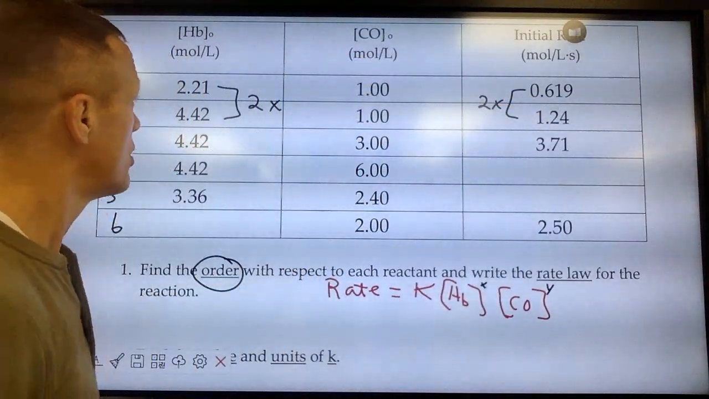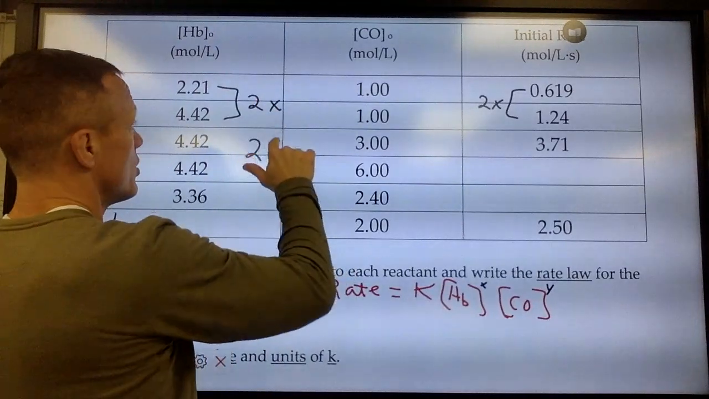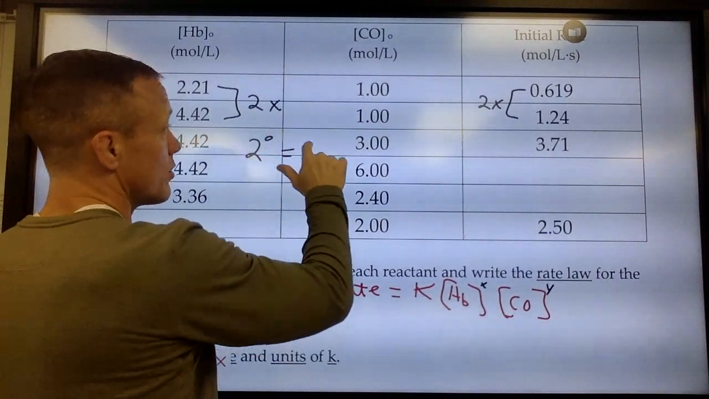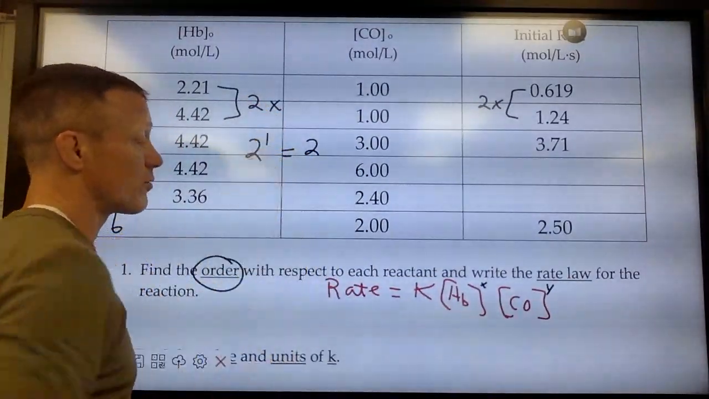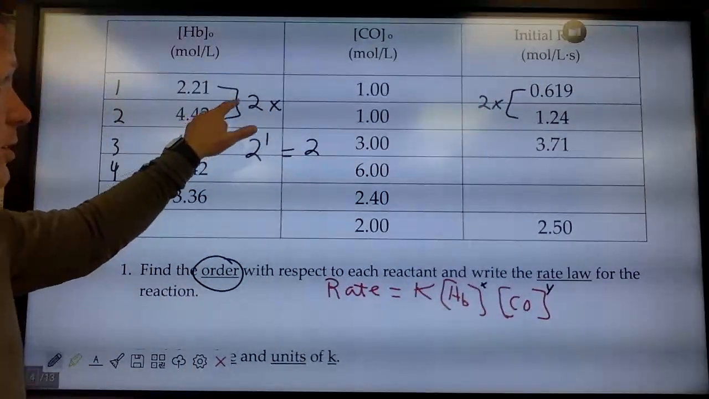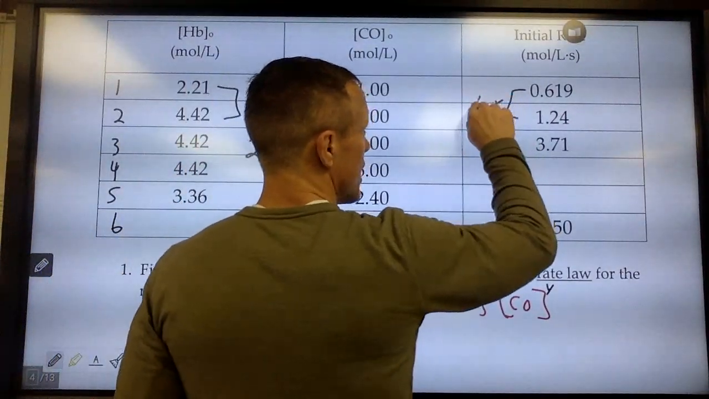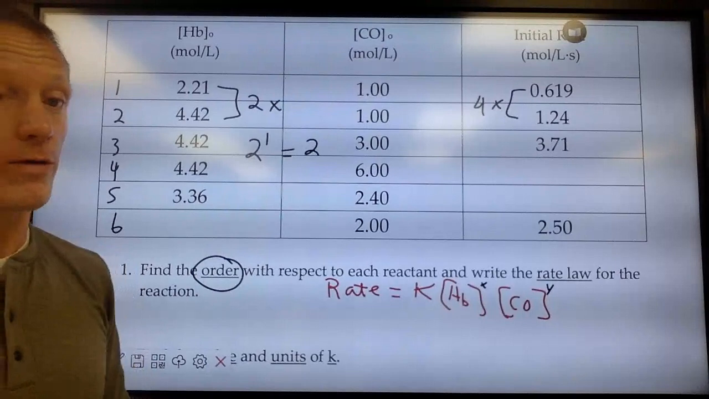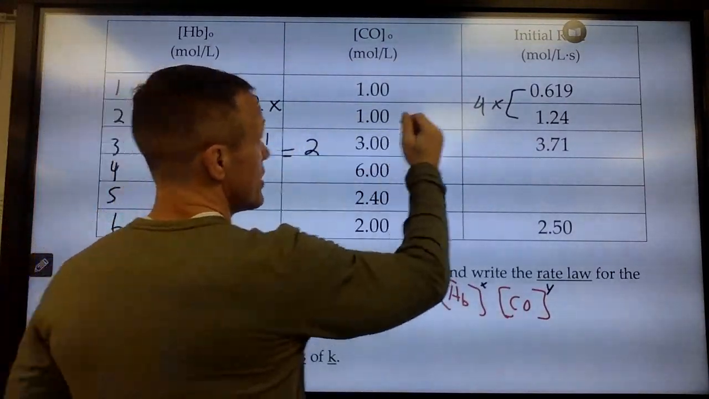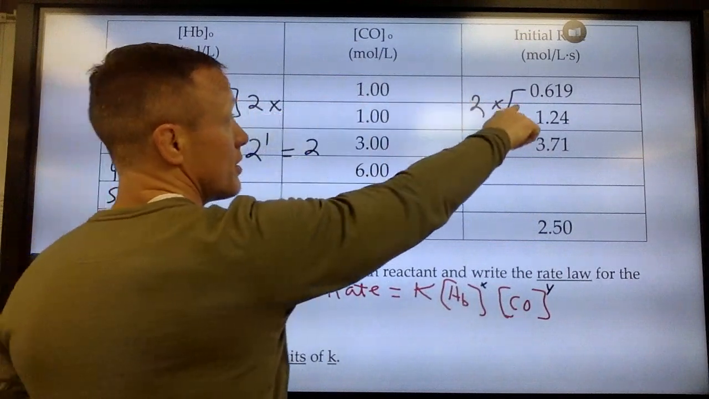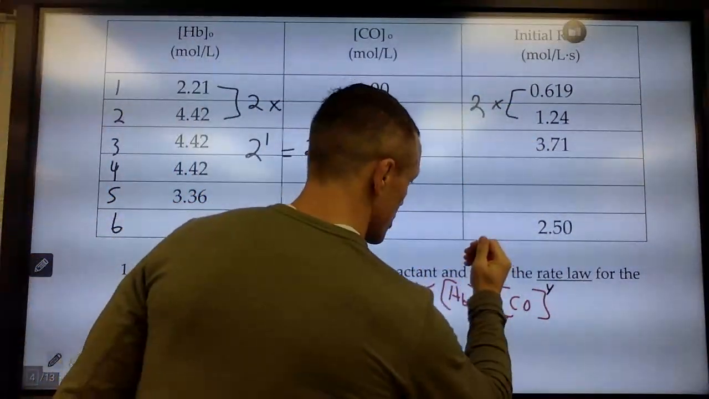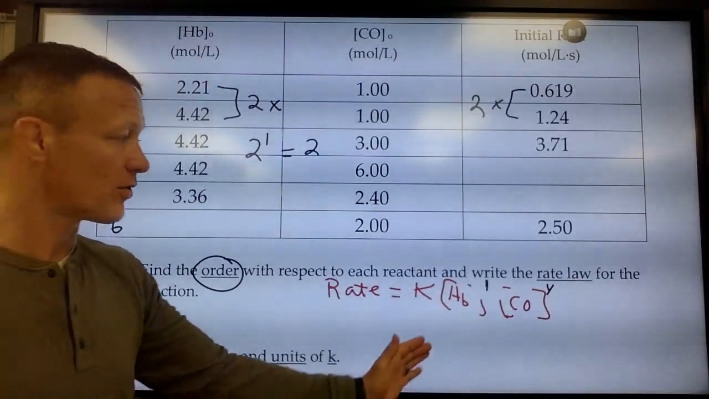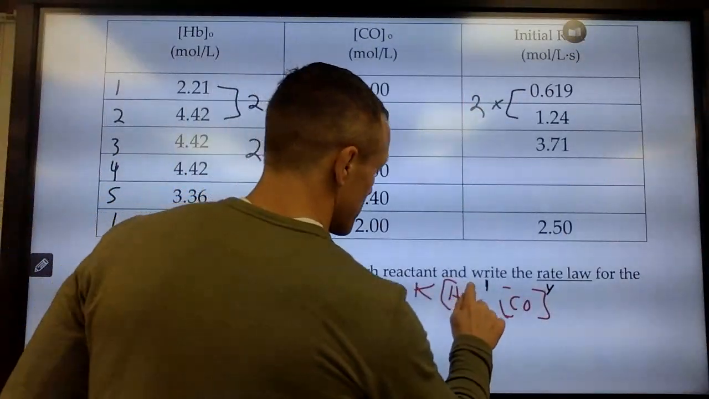This is staying consistent. So what we do is we say 2 to what power equals 2? Well, 2 to the first power equals 2. This doubled, this doubled. Now, had this gone up 4 times, we'd say 2 to the second power equals 4. That would be called a second order reaction. We'll do one of those later. But since this only goes up 2 times when that doubles, that means it is first order with regards to hemoglobin. Okay, now let's figure out what the order is with regards to carbon monoxide. This should have a bracket around it.